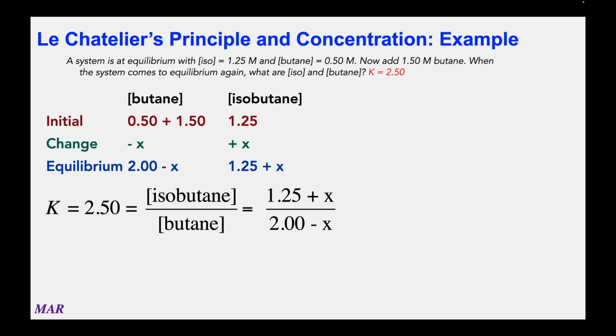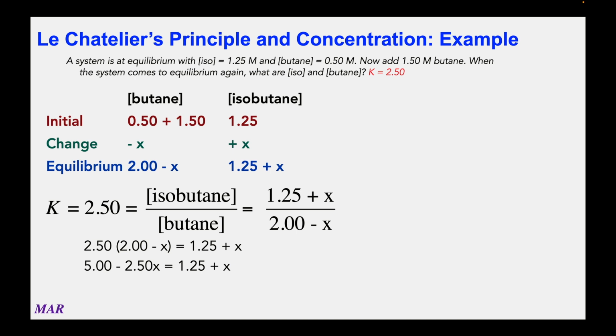So we got to get all the x's on one side. We'll start by multiplying both sides by 2 minus x. So that gets rid of the 2 minus x in the denominator on the right. We then have 2.50 times 2 minus x equals 1.25 plus x. From this point, you could use distributive property, 2.5 times 2, and also minus x times 2.50. When you do that, you get 5 minus 2.50x, so 2.5 times 2 is 5, and 2.50 times minus x is minus 2.50x, and that still equals 1.25 plus x.